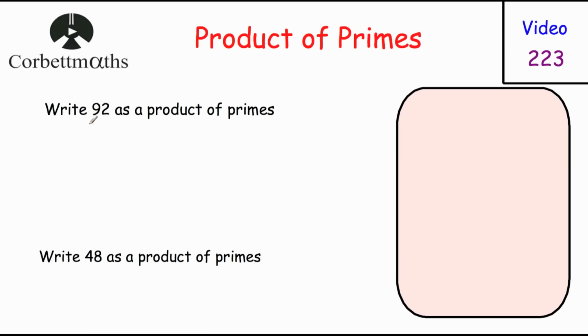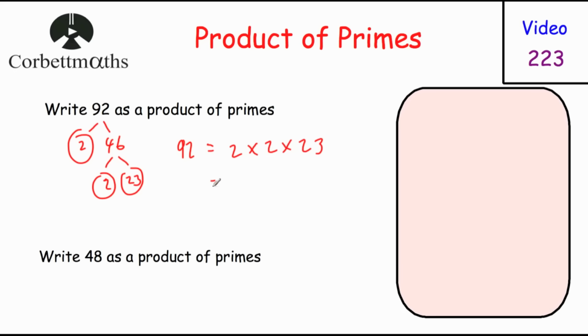So our first part says write 92 as a product of primes. So I'm going to do my prime factor tree. Remember, you can do the upside down bus shelter method if you wanted to. So 92, that's 2 times 46. Let's circle the 2. And 46, that's 2 times 23. And they're both primes, so let's circle them. So 92 as a product of primes would be 2 times 2 times 23. And in index form, that would be 2 squared times 23.